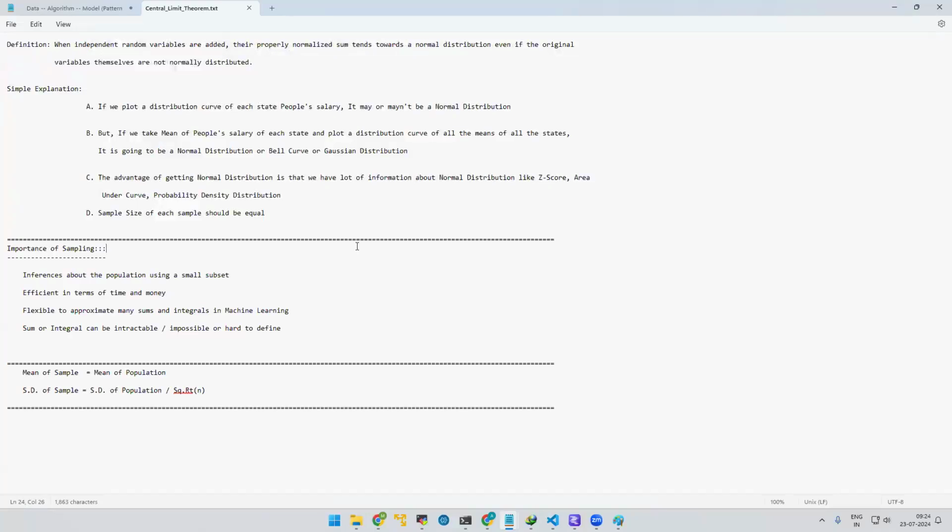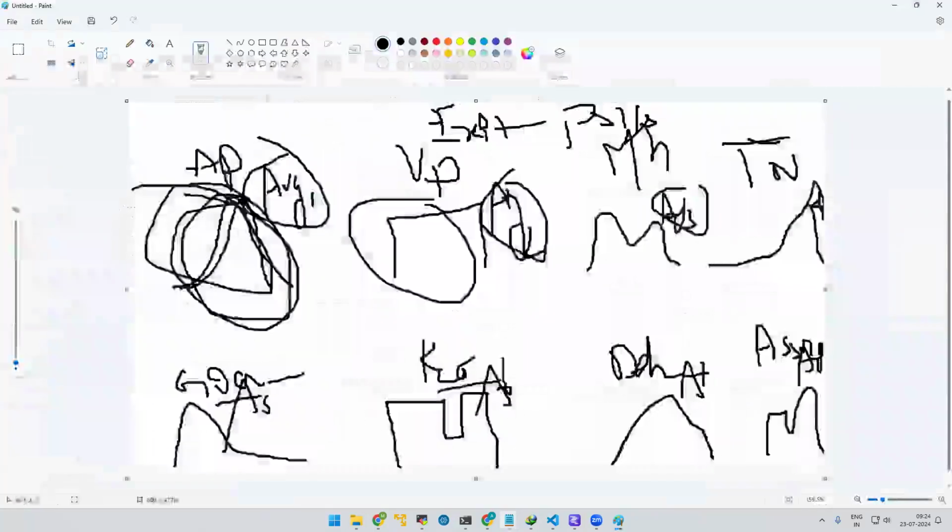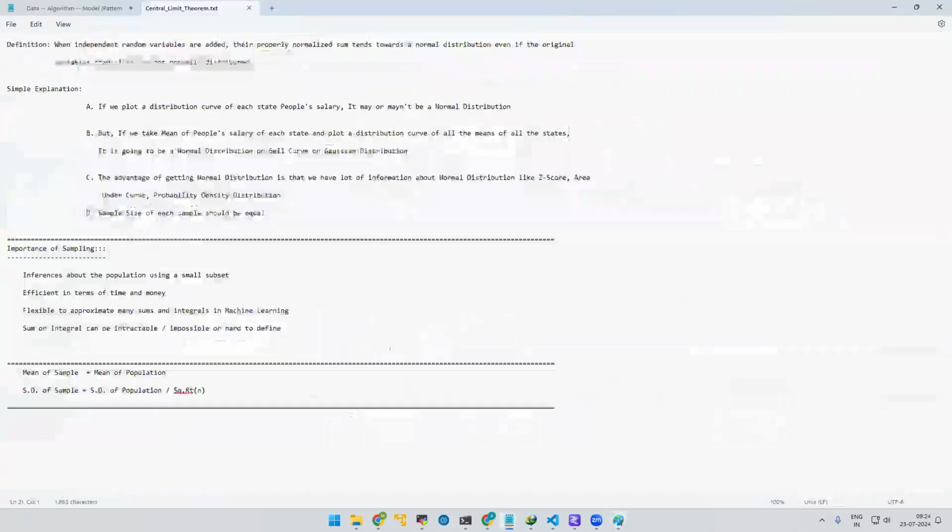Whatever the distribution may be, if we take the average of that and plot it, will we get the normal distribution itself at the end? Yes, the distribution of all the averages, not just one. Yeah, all the averages. So it will give a normal distribution at the end. Yeah, that is what the central limit theorem says. Okay.